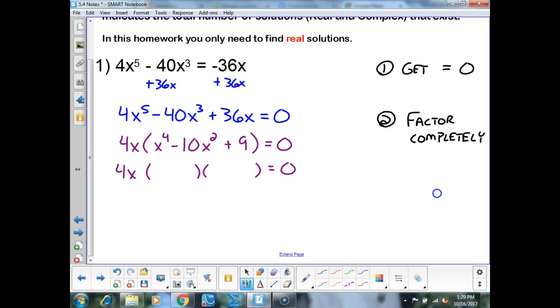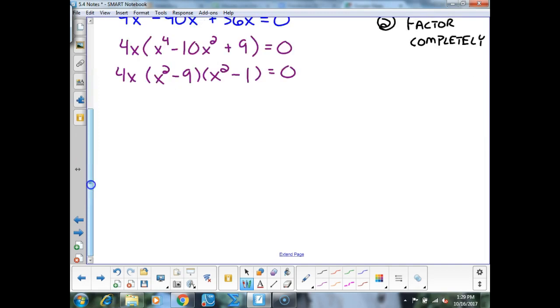Okay. What times what gives me x to the 4th? X squared and x squared. Two numbers that multiply together to be positive 9 and add to be negative 10. Negative 9 and negative 1. Okay? Am I factored completely? Why not? Perfect square minus a perfect square in here and there. Okay? So this one's really going to get big now.